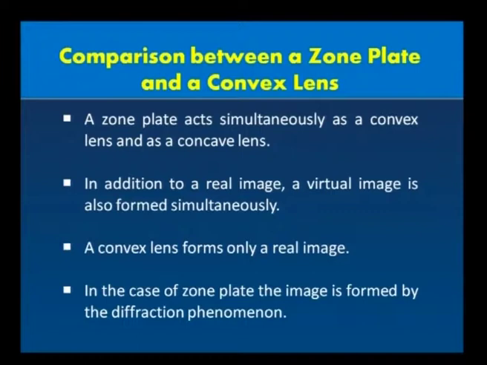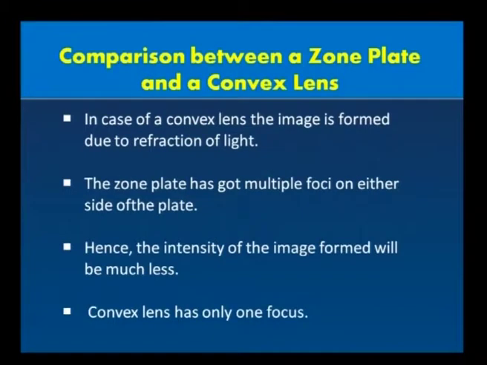Therefore, in the case of a lens, it is refraction, whereas in the case of a zone plate, the image is obtained by the phenomenon of diffraction. Okay, this is what I am having here. In the case of a convex lens, the image is formed due to refraction of light.